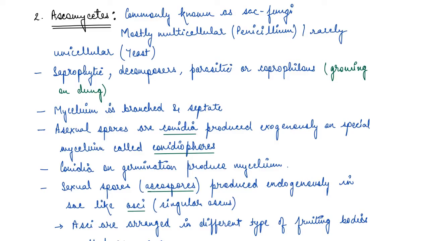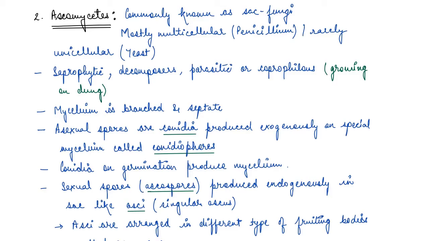The asexual spores that they produce are conidia, and the mycelium is known as conidiophores. Now the conidia on germination basically produce mycelium, and the sexual spores through which they reproduce are ascospores, which are produced in asci. Now asci are arranged in different types of fruiting bodies which are known as ascocarps.